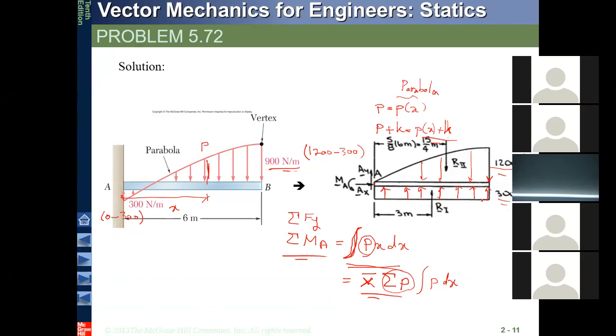Because this is a constant force. If you add a constant to a parabola, you're not changing the shape of it, right? So they are going to have the same shape and same endpoint, and then you can calculate the resultant for these two forces. Clear? Okay.